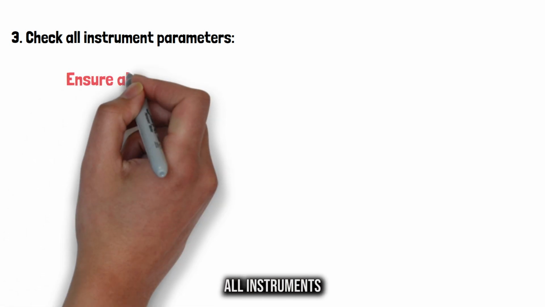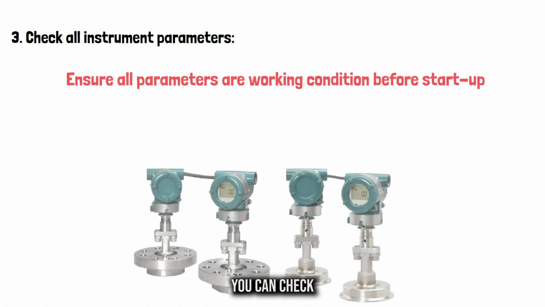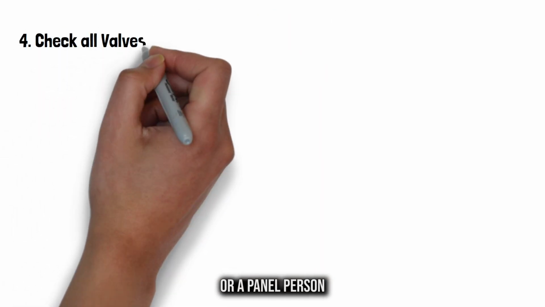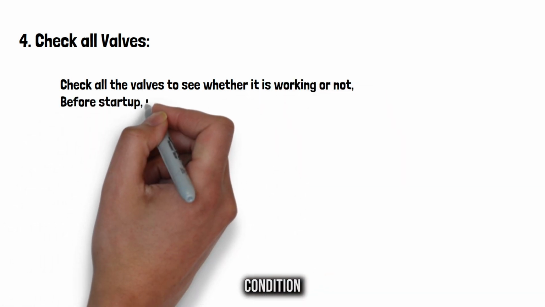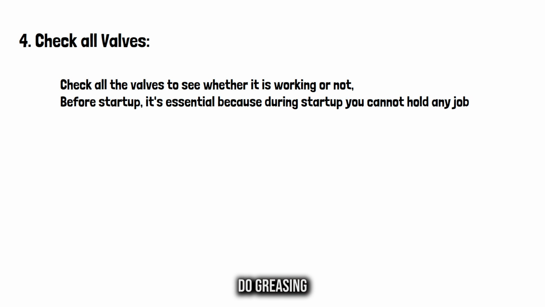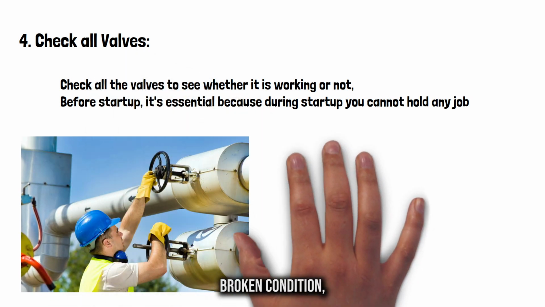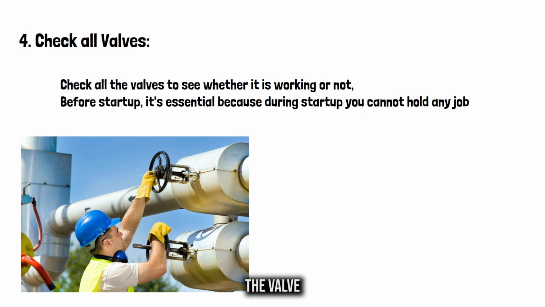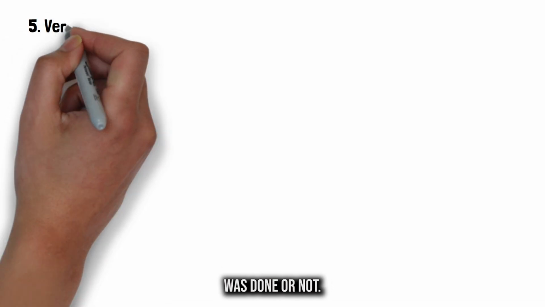3. Ensure all instruments are in working condition. As I told you before, you can check with P&ID and check with DCS or a panel person. 4. Ensure all the valves are in working condition. Check all the valves. If it is hard to open, do greasing. If the valve handle, stem or body parts are broken, you have to contact the valve technician. And importantly, check whether all the control valves' stroke check was done or not.